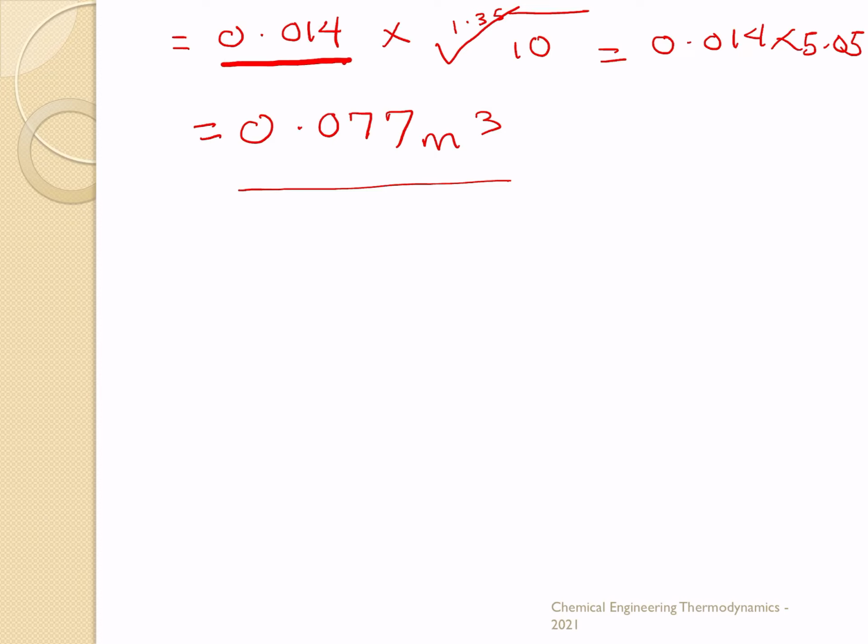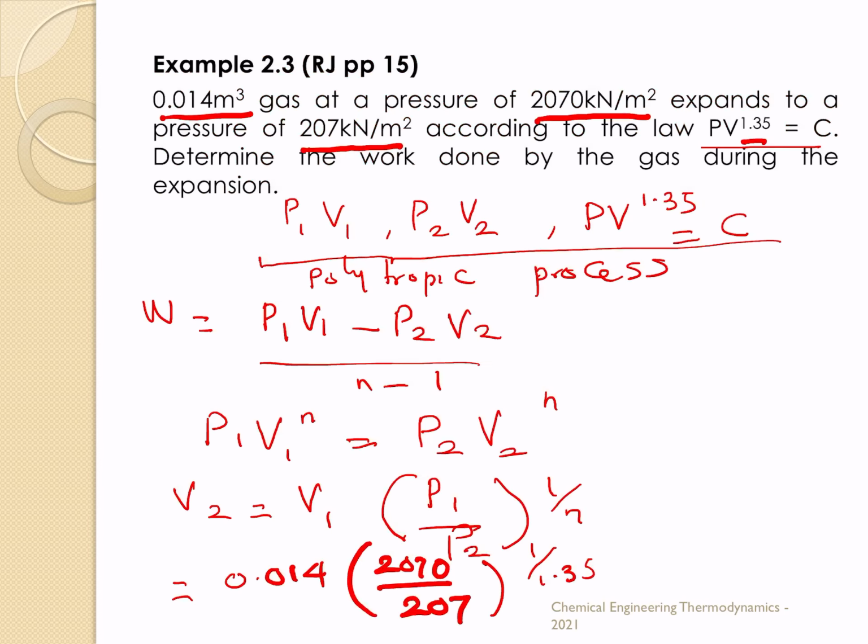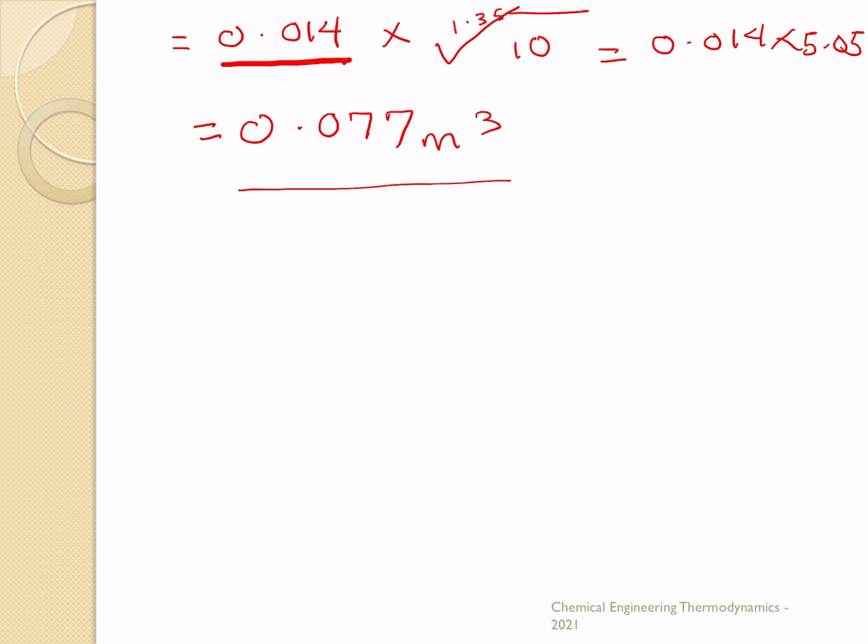But it's only a part of the question that has been solved. We need to solve the second part, which is the work done. We already have the equation of work done. Remember, this is the equation of work done. So let's plug in everything we have now. Since we have V2, let's plug everything in.